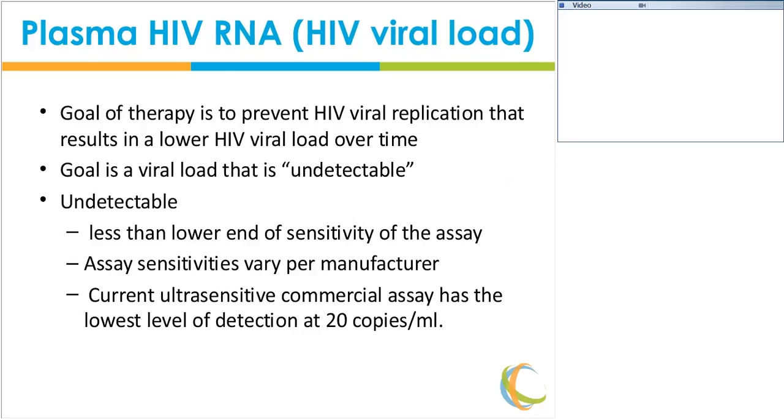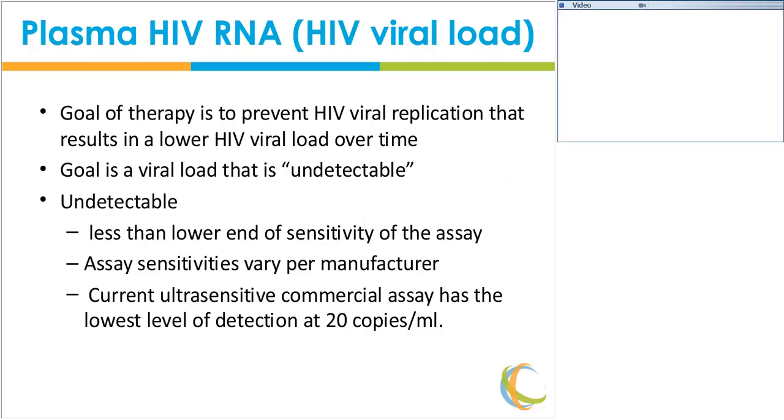The goal of therapy for the plasma HIV RNA is to prevent HIV viral replication, which will eventually result in a lower HIV viral load over time. The goal is a viral load that is undetectable, and undetectable is the number of copies less than the lower end of sensitivity of the assay that you're using. These assay sensitivities do vary per manufacturer, and they do get better over time.